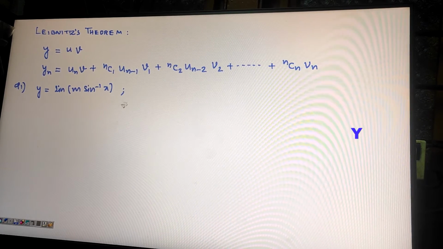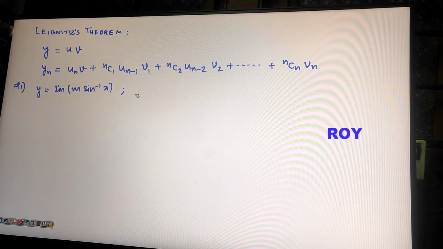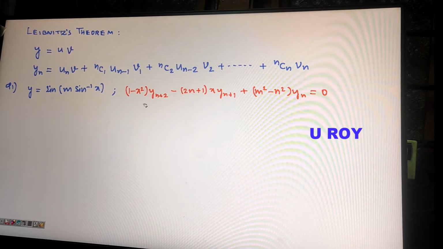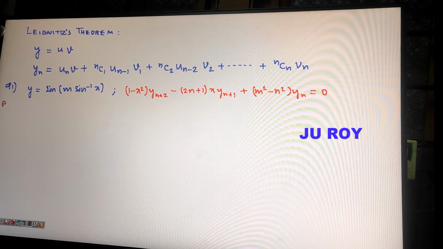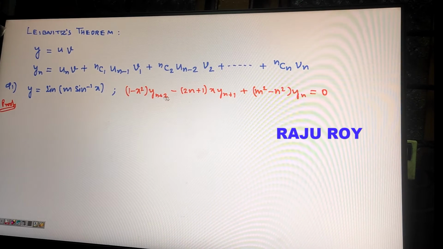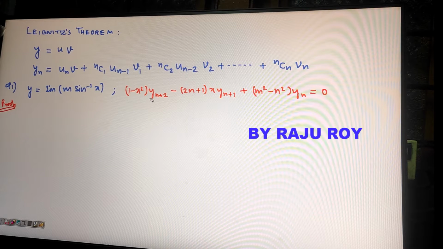And we have to prove that 1 minus x square... So let us prove it. Here you see this is the (n+2)th derivative, not the nth derivative. So what I will do, first of all, I will find up to the second derivative of y.